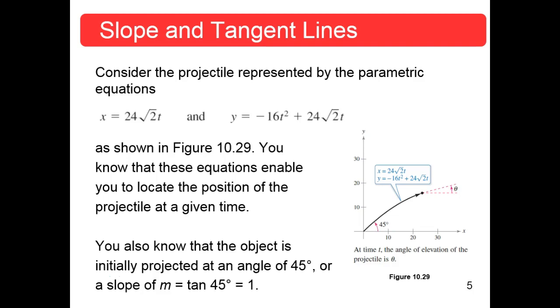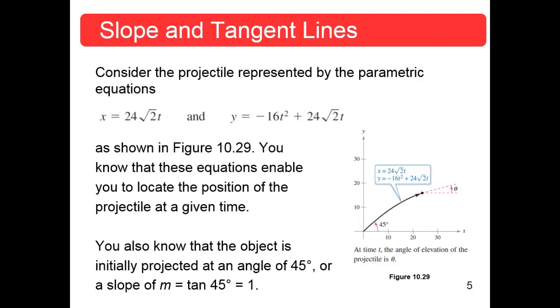Consider the projectile represented by the parametric equations x equals 24 times the square root of 2. I don't like this. That's the square root of 2, the square root is right there. T is outside the radical. Just glancing at that, you might think it's inside. It's not. It's outside. So when I'm writing this, I write 24t times the square root of 2. Keep that square root out there. Remove all ambiguity. Okay. And y is equal to minus 16t squared plus same thing, 24 root 2t. I would write that 24t times root 2, as shown in this figure here.